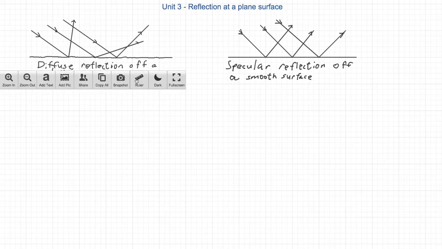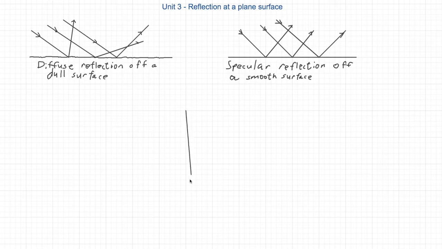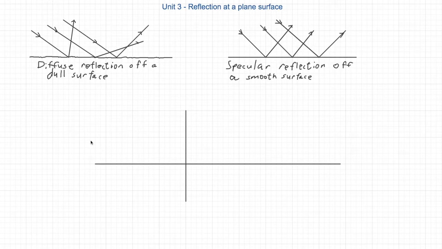So this is off a smooth surface. Now let's construct a mirror and a line that's perpendicular to it. Now this is the back of the mirror on the right side. Remember, light is traveling from left to right in our optics course, so the left side of the line has the shiny mirror. The line that's perpendicular to the mirror, we call that the normal. A normal is a line that's 90 degrees to another line.